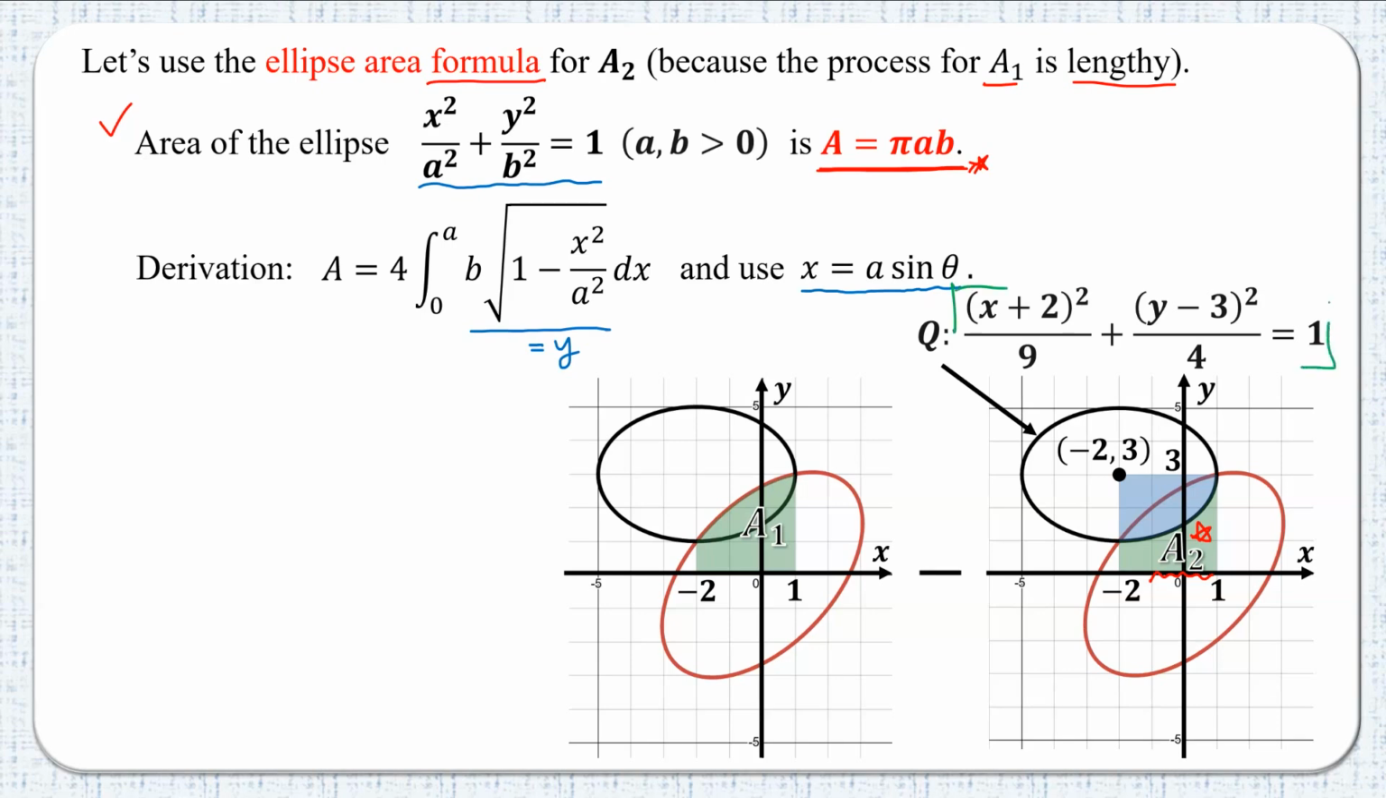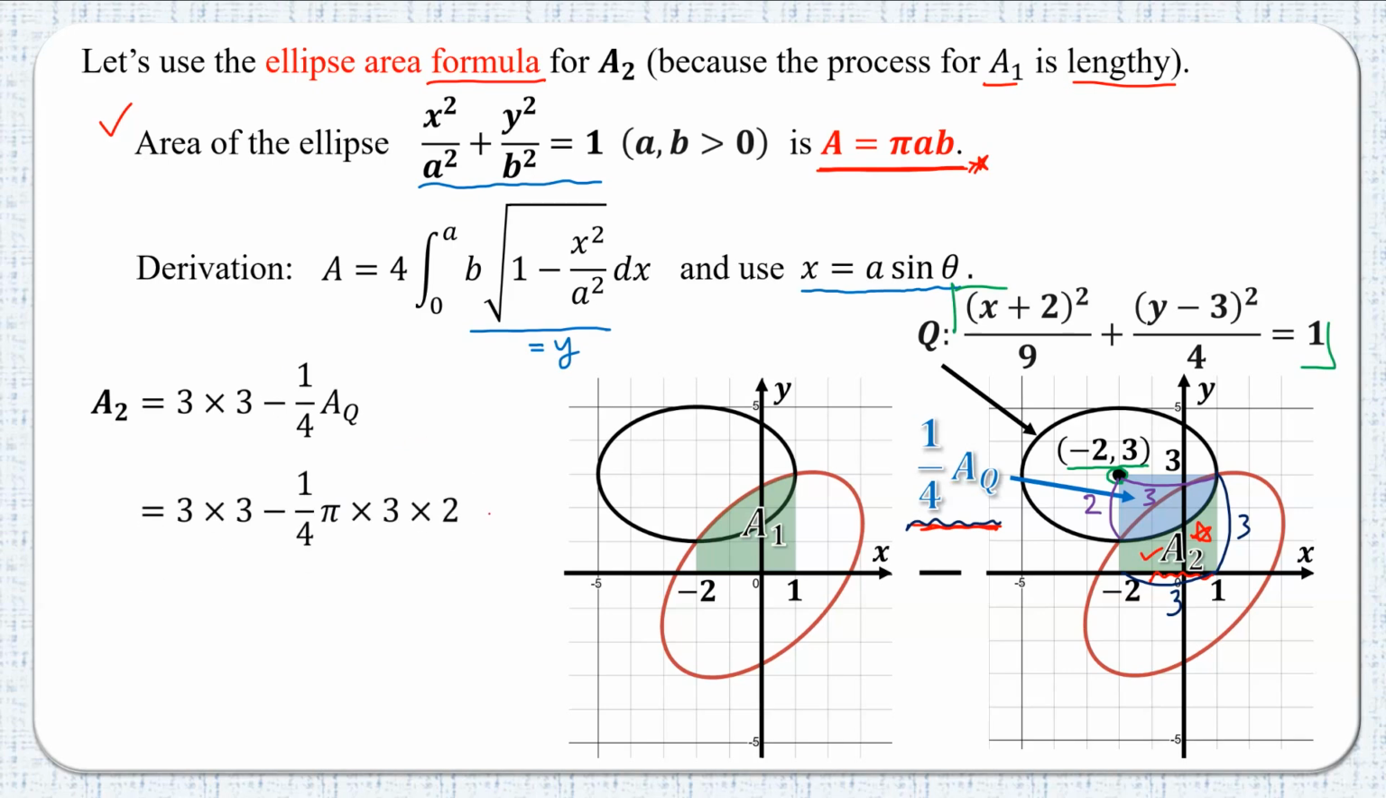As for our given ellipse Q, we know that it is an ellipse centered at negative 2, 3, having semi-major axis of 3 and semi-minor axis of 2. That is, this blue shaded area is actually 1/4 of the area of ellipse Q. Therefore, area A2 can be calculated by this 3 by 3 square minus the quarter ellipse, hence 3 times 3 minus 1/4 times pi times 3 times 2, hence 9 minus 3 over 2 pi.